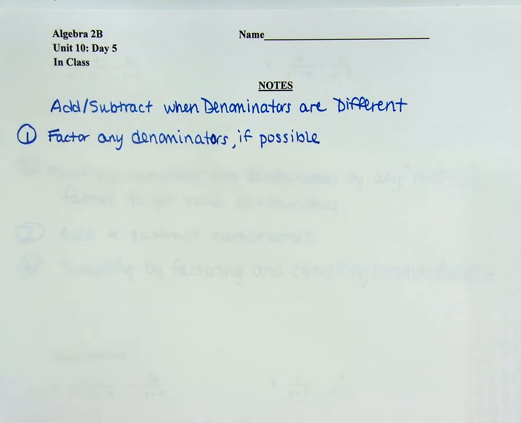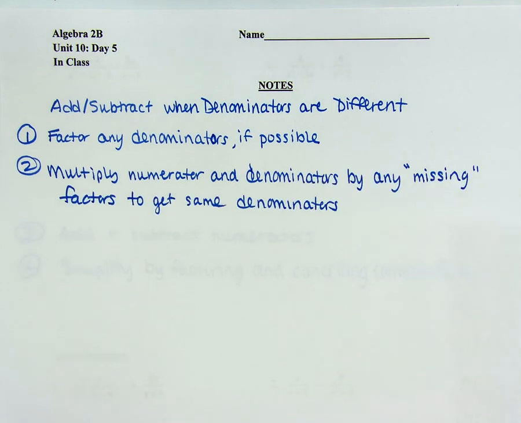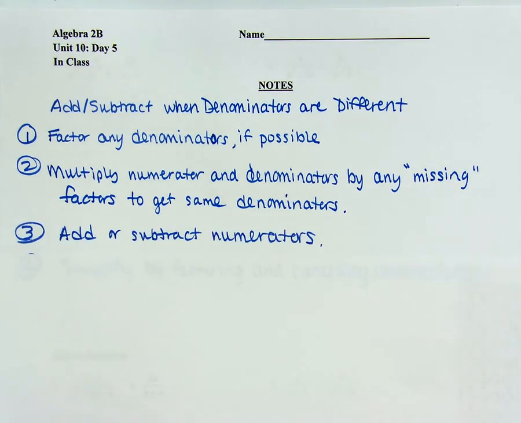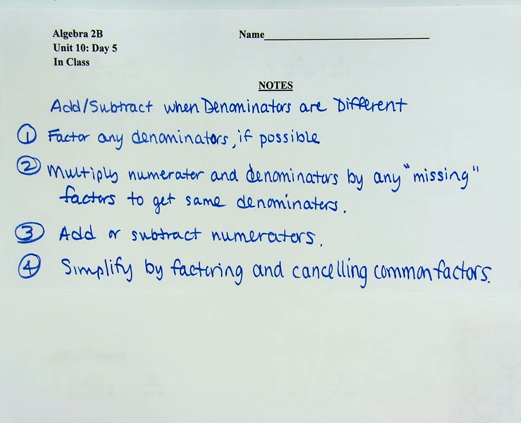All right, first thing is you're going to factor any denominators if possible. We didn't do that yesterday because they were already factored. Then you're going to multiply the numerator and denominators by anything that's missing, so any missing factors, in order to get the same denominators. So our goal is to get the same denominators. Then, once we have the same denominators, add or subtract the numerators, depending on whatever the problem is. And the final thing is you're going to simplify by either factoring and canceling common factors, or it's possible that it's already simplified and there's nothing that you can do.